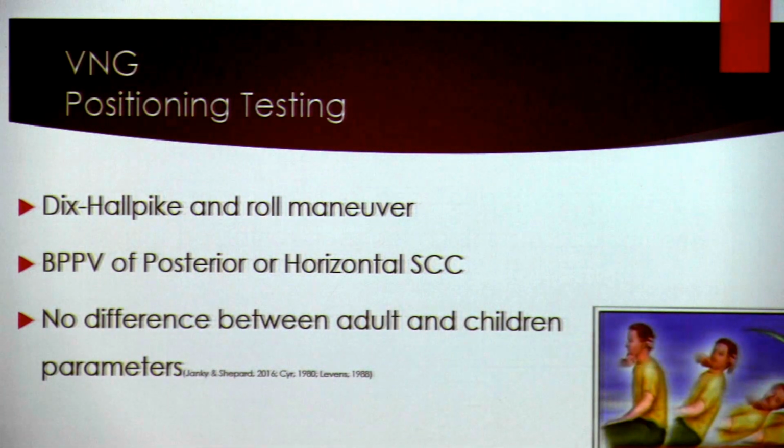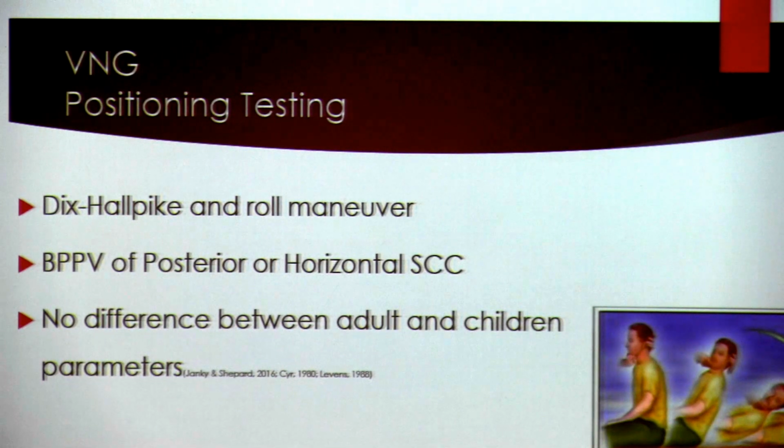The next group of tests are the Dix-Hallpike and the roll maneuver. So the Dix-Hallpike is shown in this picture, and you turn the patient's head 45 degrees to the right or to the left, and you lie them down on the table or the chair, whatever you're using, and let their head dangle a little bit, but you support it. This is testing for benign paroxysmal positional vertigo, or BPPV, of the posterior semicircular canal.